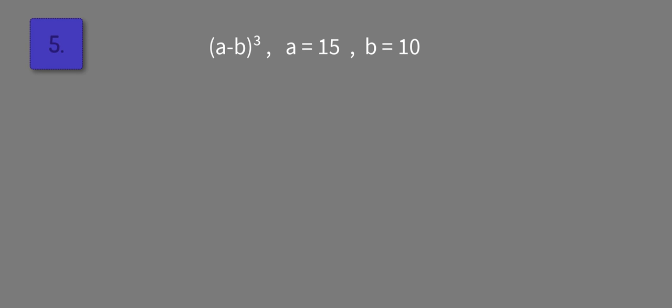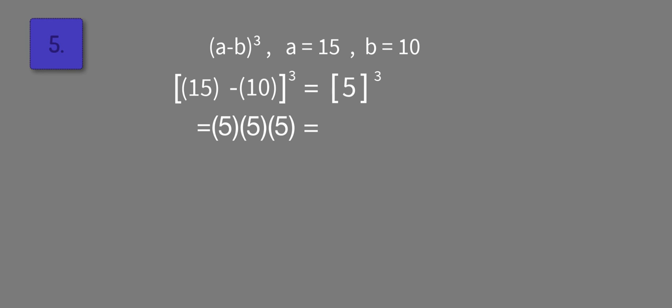So let's go ahead and substitute. I'm going to put a square bracket here because I know I'm going to use parentheses for A and B when I substitute. So this is going to be times A is 15 minus B is 10. And again, that's still all being cubed. And then 15 minus 10 is just 5. And that's still being cubed. So 5 times 5 times 5, that equals 25 times 5, which equals 125.